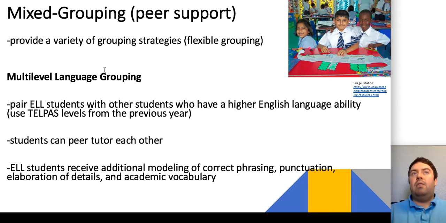So it's fine to pair ELL students together, especially if they share the same common language. The only thing is just make sure that in their group, there is at least one or two people that can model correct English phrasing, correct English reading comprehension, academic vocabulary, accurate punctuation, and elaborate discussion, elaborate expression, like providing lots of details.